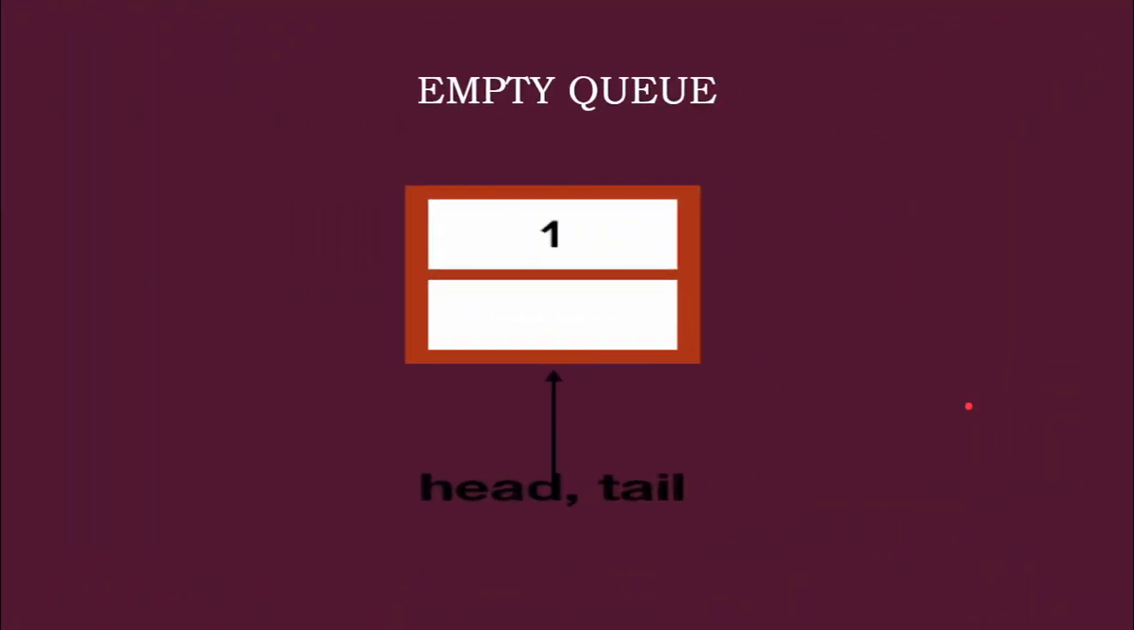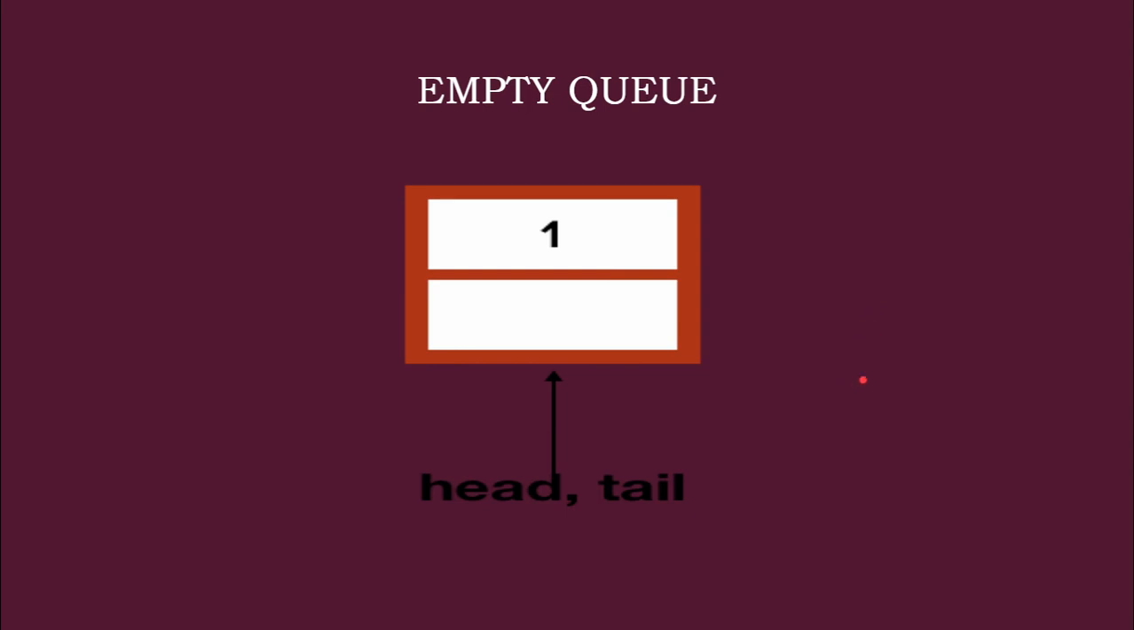Now let us see what an empty queue is. In the case of the linked list, again the head and the tail are the same for an empty queue, but here the null pointer is also the same as the head. So the head contains the null pointer, which is the empty queue.